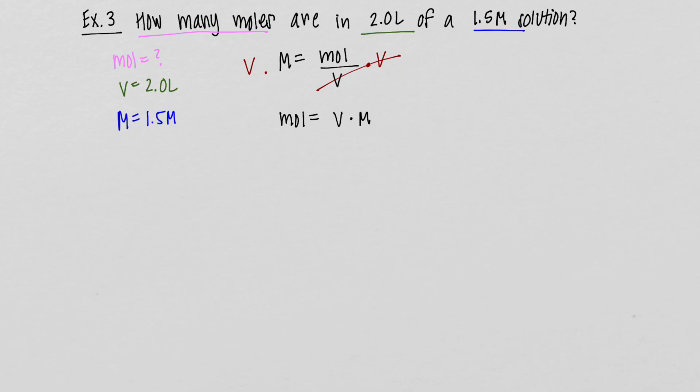So now we can plug it in. So we get mole equals 2.0 liters times 1.5 M. So we get moles to be 3.0 moles. Remember, we want you guys to have your answer in one number after the decimal. Okay?